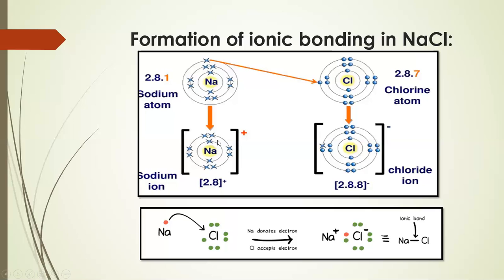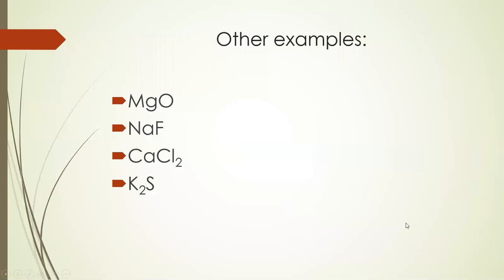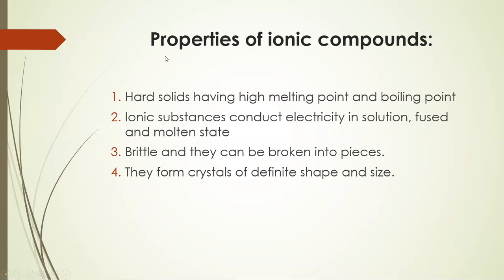So here in the downward picture, we can also see the resemblance between both pictures: whenever sodium donates electrons, chlorine accepts electrons, and the bond that is shared between them is known as ionic bonding or electrovalent bonding. Here are some other examples of ionic compounds: magnesium oxide, sodium fluoride, calcium chloride, potassium sulfide. Now, here I am describing the properties of the ionic compounds in which the ionic bond is formed.